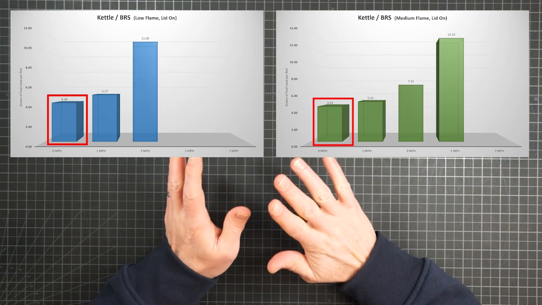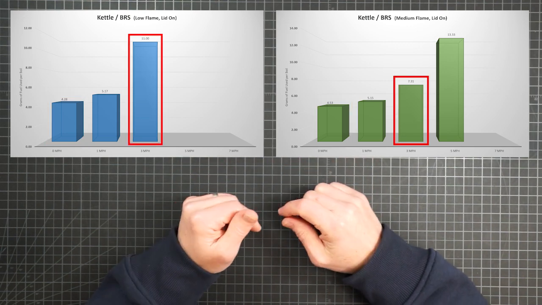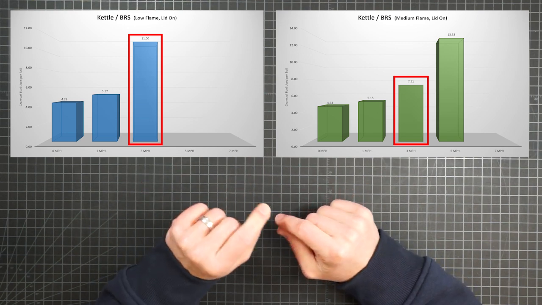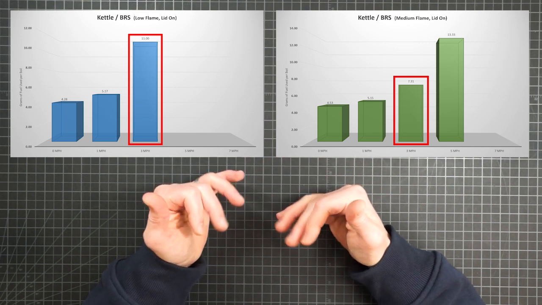And it's still true at 0 miles per hour. Low takes less fuel than medium, but look at the difference in performance at 3 miles per hour. On low, it took 11 grams of fuel to boil. And on medium, at the exact same wind speed, it only takes 7.31 grams.